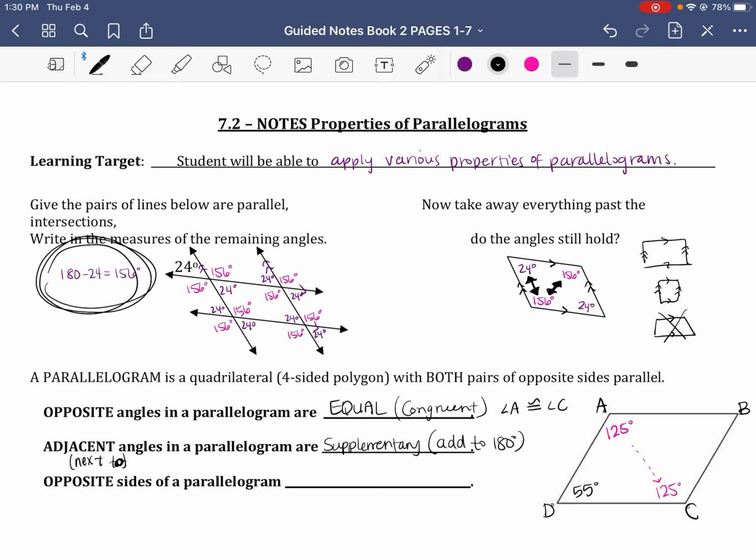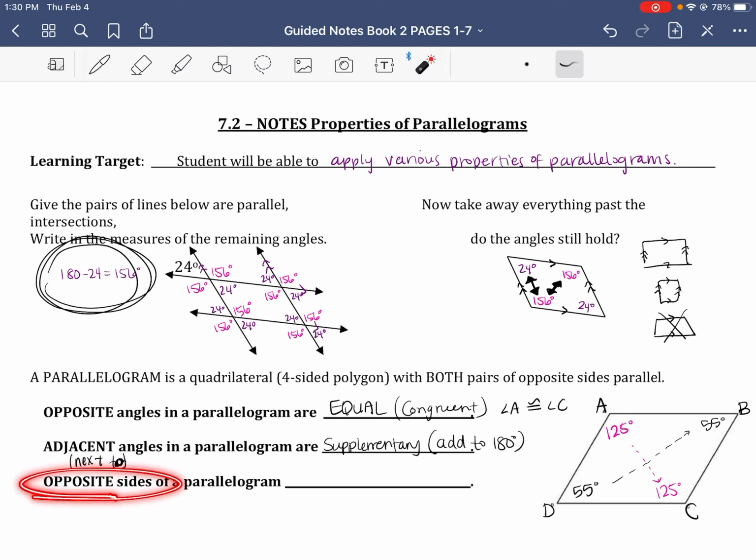And then we would know, again, that B is also 55 degrees, so we can use that. Okay, so those are the angle properties. There's just those two. Either they're equal, because they're opposite, or the adjacent ones are supplementary. They add to 180.